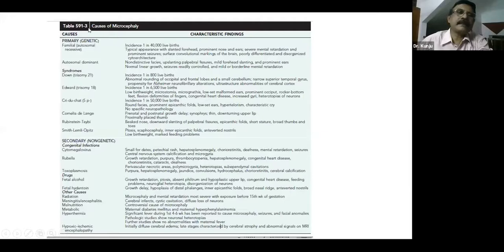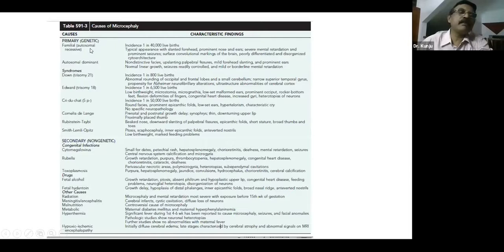So it is easily classified into primary and secondary. Primary, we can say, are mainly genetic disorders, because it's not unknown, we know the etiology, but predominantly it is a genetic one, so it is called primary. And secondary means all non-genetic causes can be secondary. And so primary, again, it can be genetic, meaning gene-related.